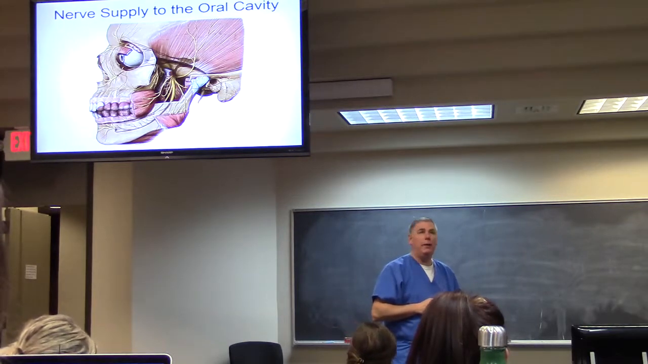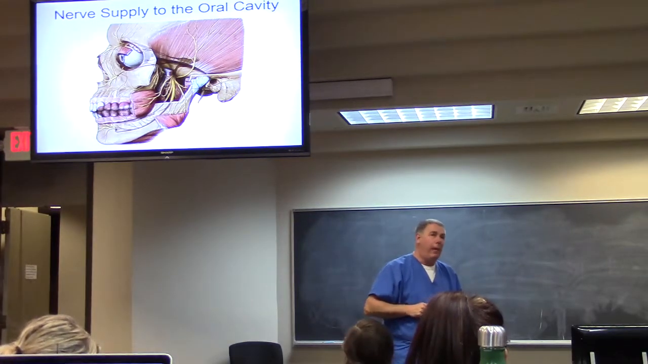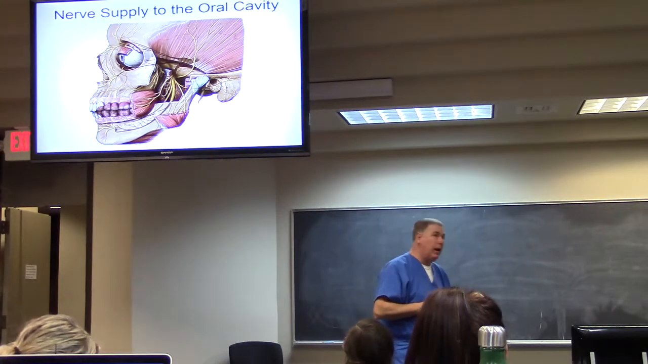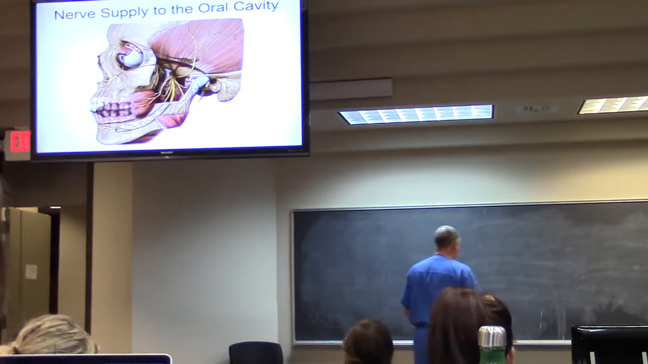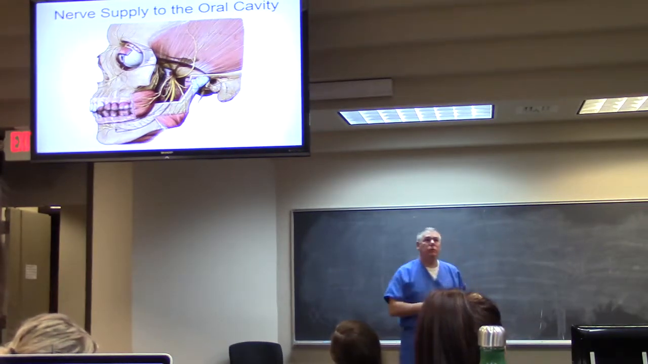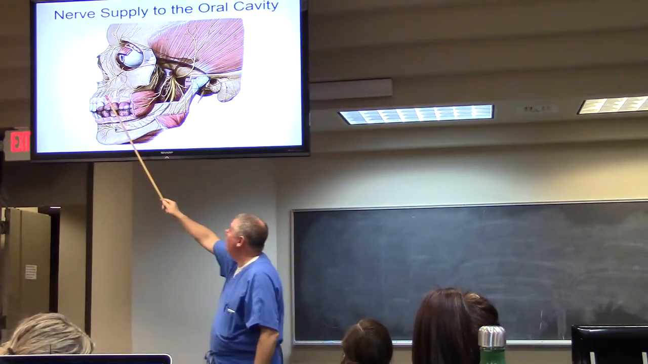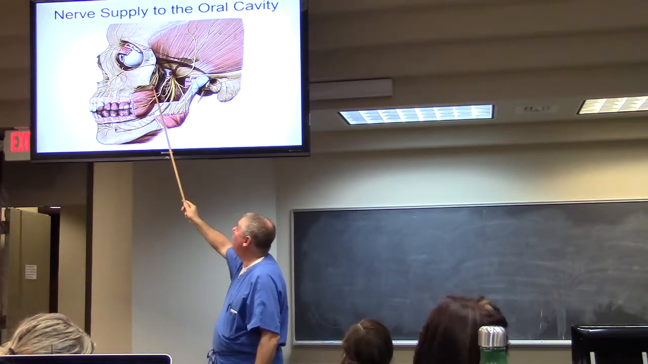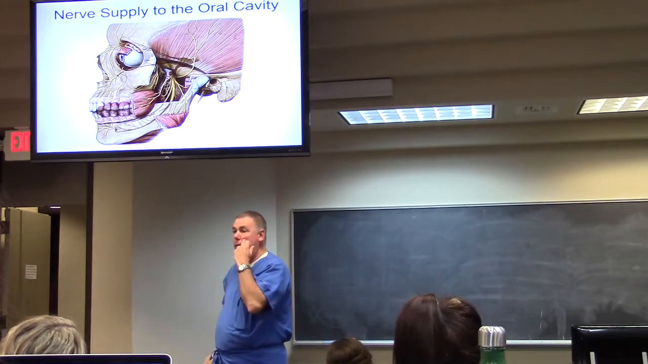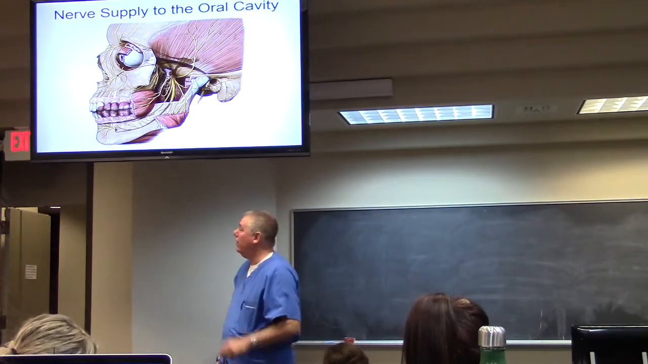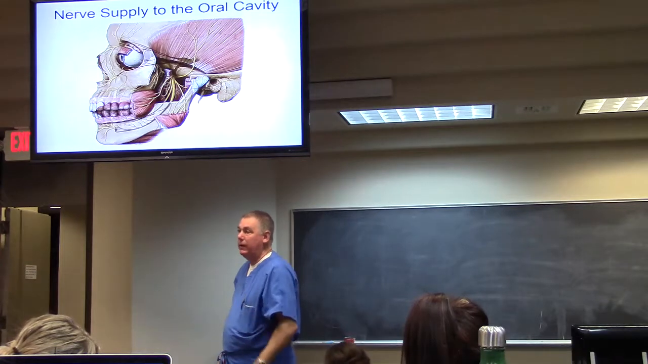All right, the nerve supply of the oral cavity. Here's the illustration where you see the different superior alveolar nerves right here. They're all along this area, the maxilla. They're very hard. They're not that easy to hit.